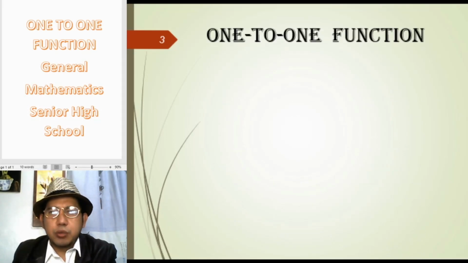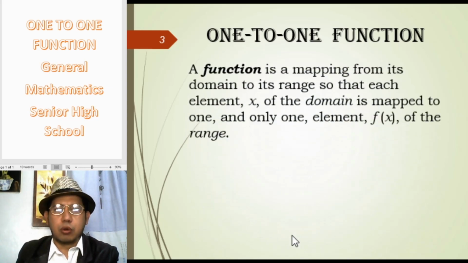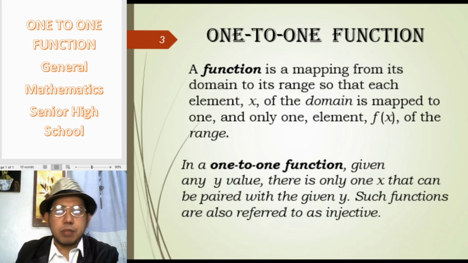For us to understand the one-to-one function, we have to recall the simple definition of a function. A function is a mapping from its domain to its range so that each element x of the domain is mapped to one and only one element of the range. So that is the meaning of the function.